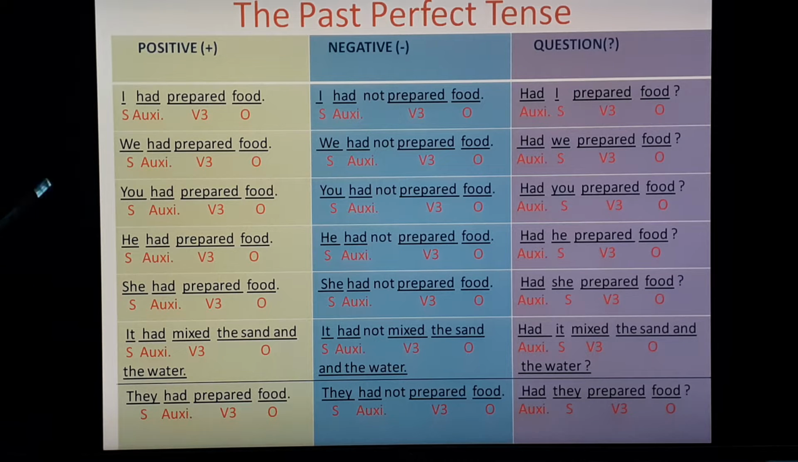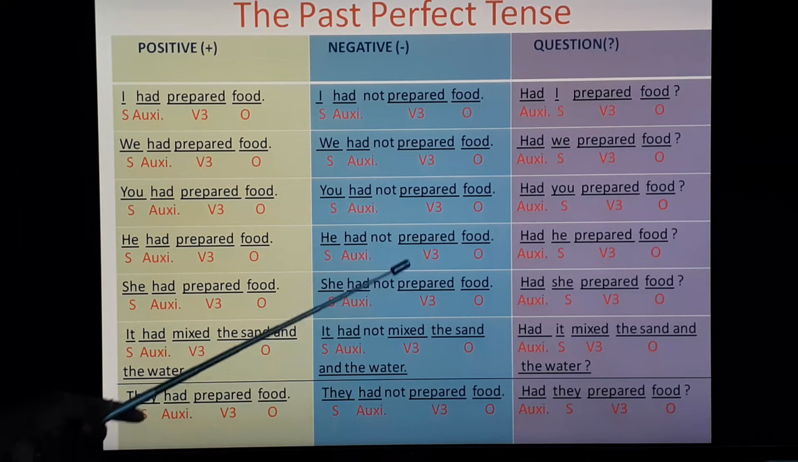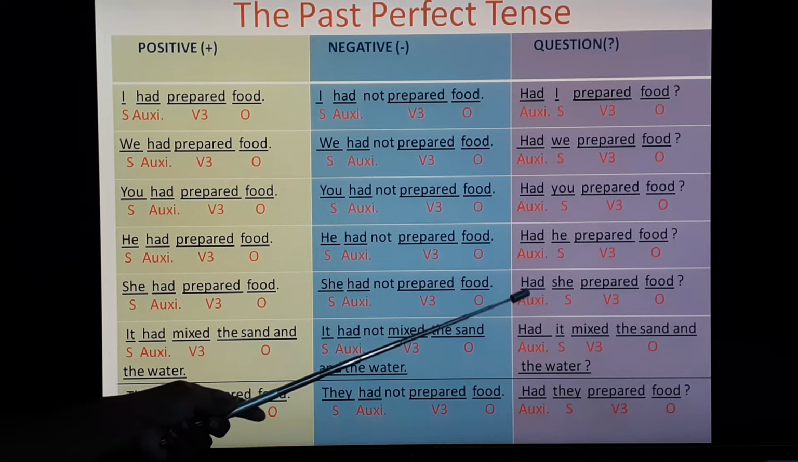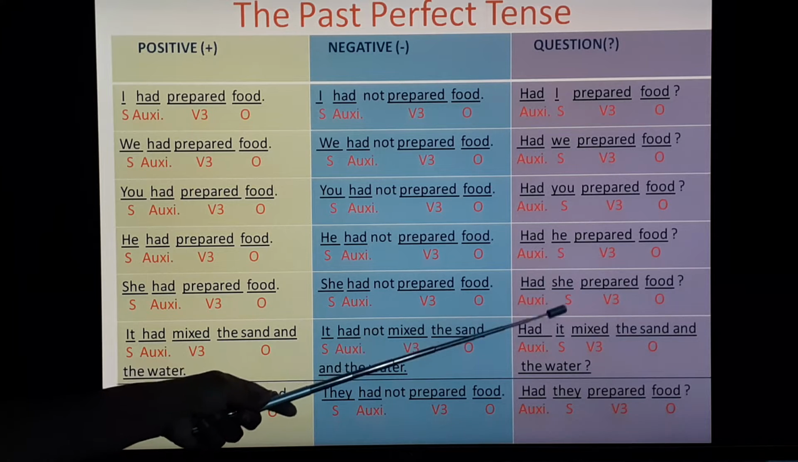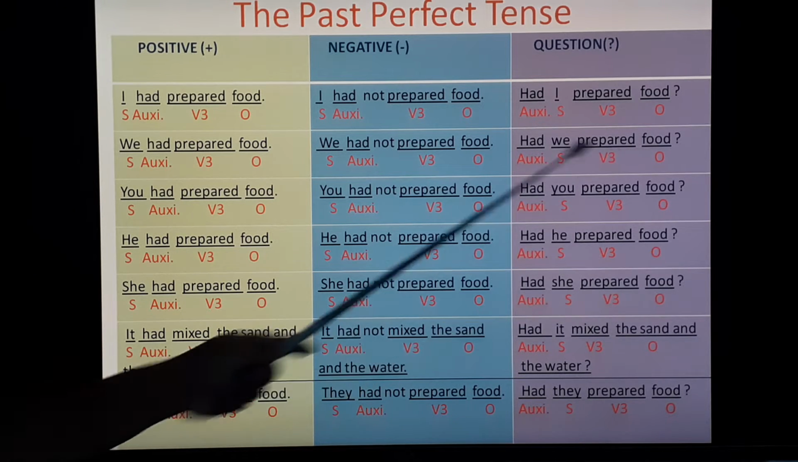Third person singular. She had prepared food. She, subject, had auxiliary verb, prepared V3 form, food, object. Negative. She had not prepared food. She, subject, had auxiliary, not because negative sentence. Prepared V3, food, object. Let's move to question form. Had she prepared food, had auxiliary, she, subject, prepared V3, food, object, then put question mark.